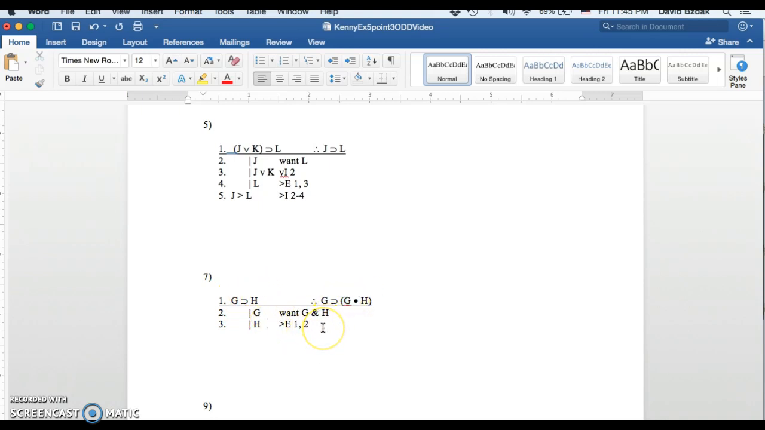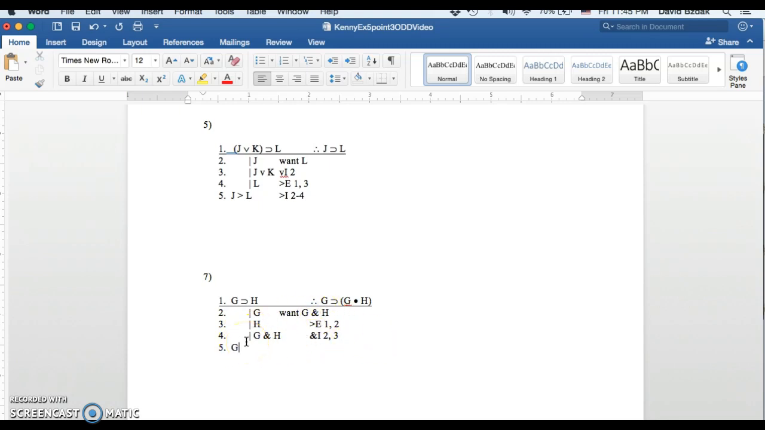But still, that's not what we want, right? We have to still do more work. We have to namely put G and H together into a conjunction. So that's conjunction introduction of 2 and 3. Right, line 2 is G, line 3 is H, so the conjunction introduction rule says I can put those together and do a conjunction. And that's what I wanted, right? Want G and H, so I'm done.